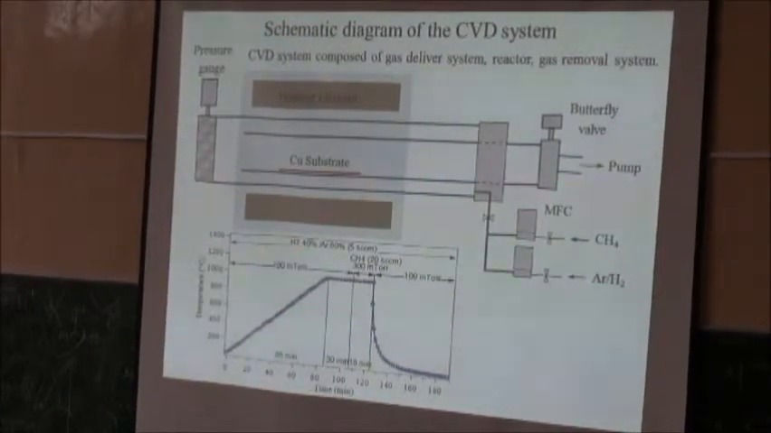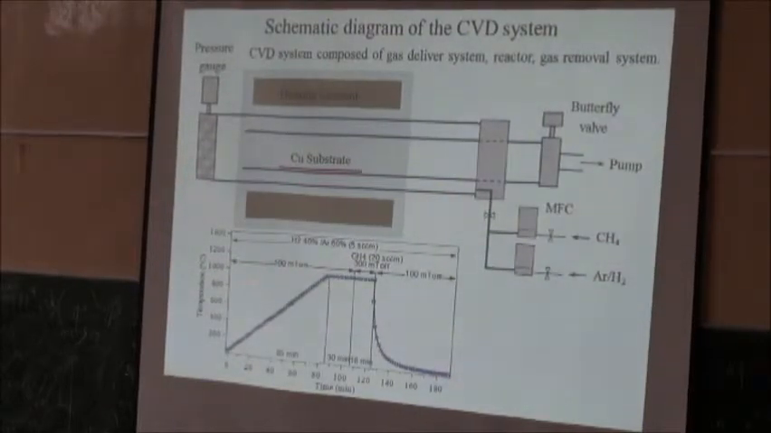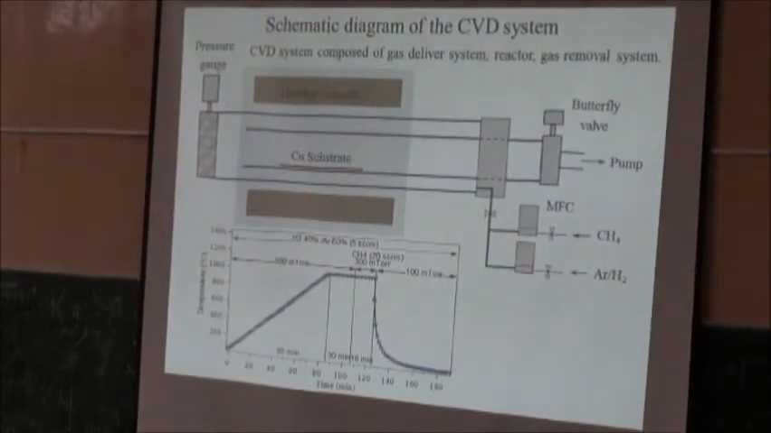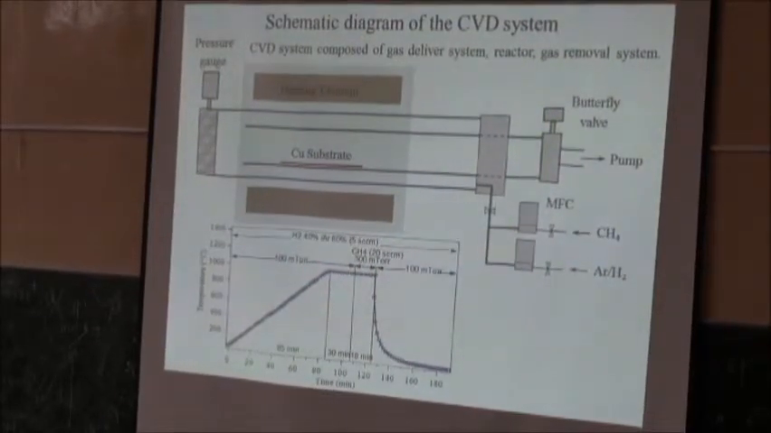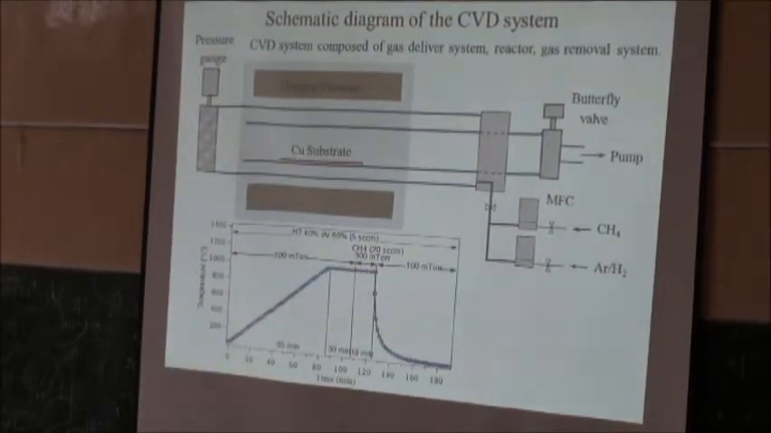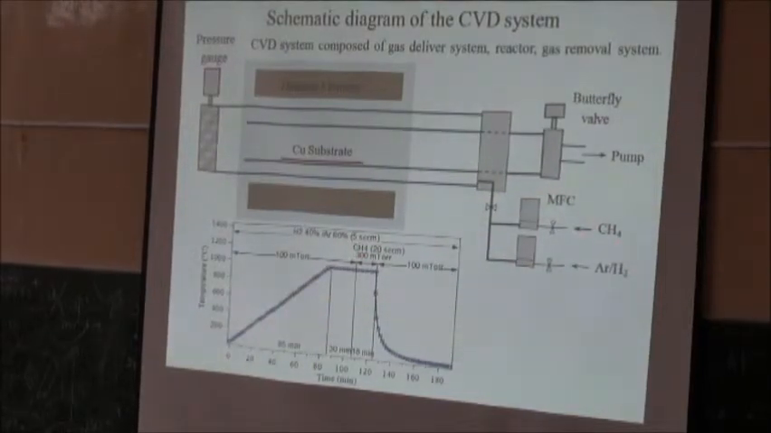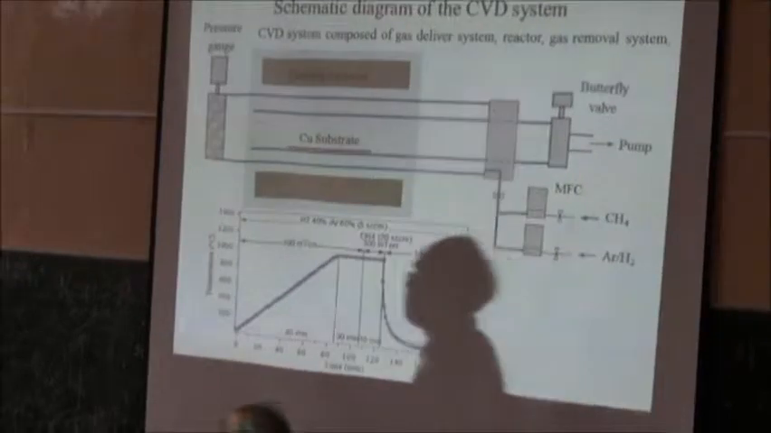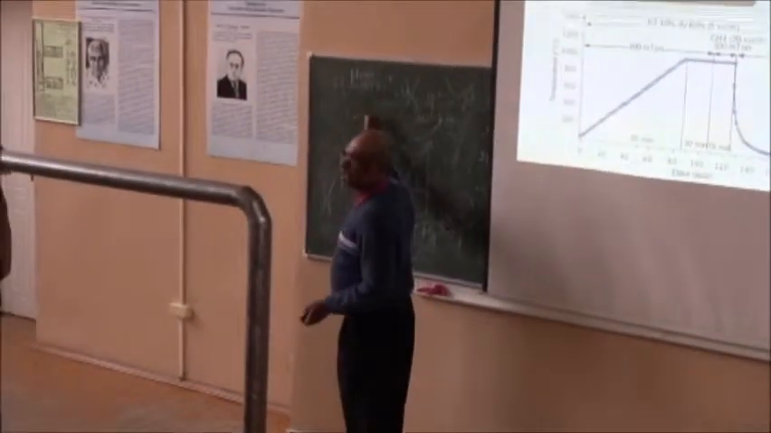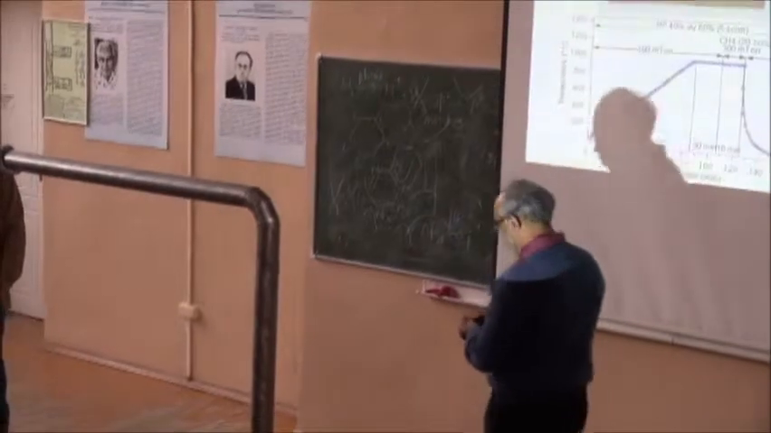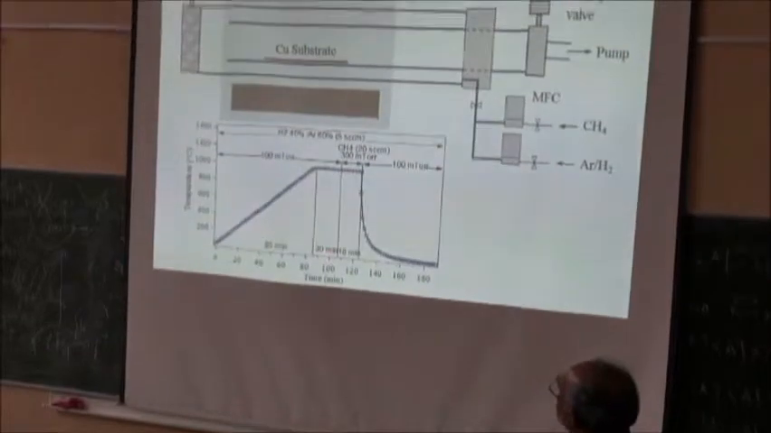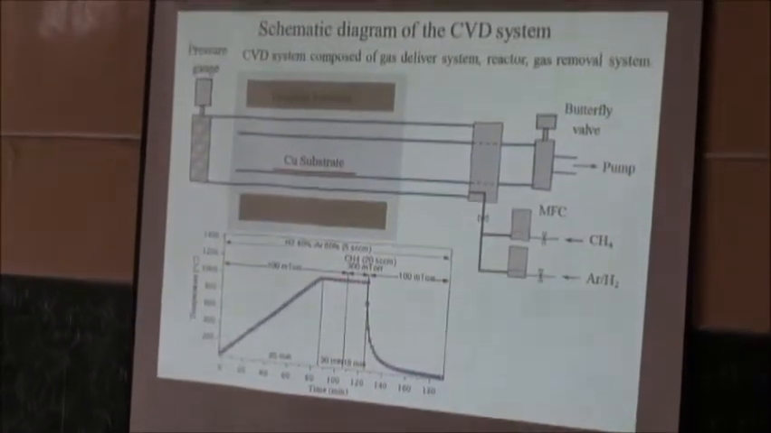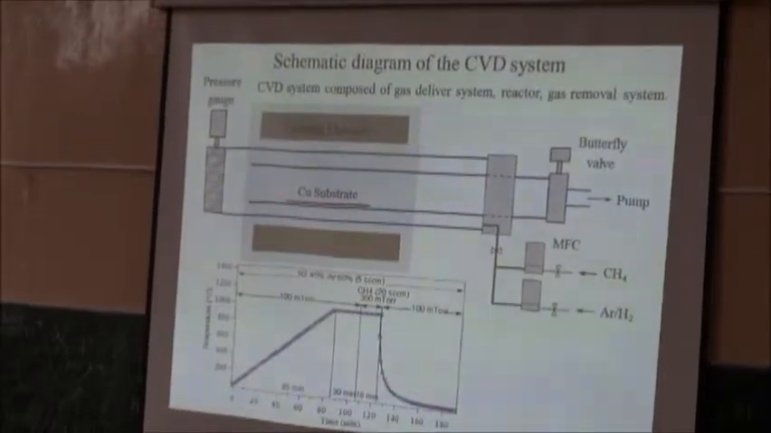We don't use just hydrogen because hydrogen is too flammable, and we don't want to have any accident. So that's why we use only 40% hydrogen in argon. That's safer. Then after it reaches 1000 C, we introduce methane gas. Methane is the carbon source because I am going to make graphene, right? Graphene is all carbon. Then we do it for about 30 minutes, and during that process it grows graphene.